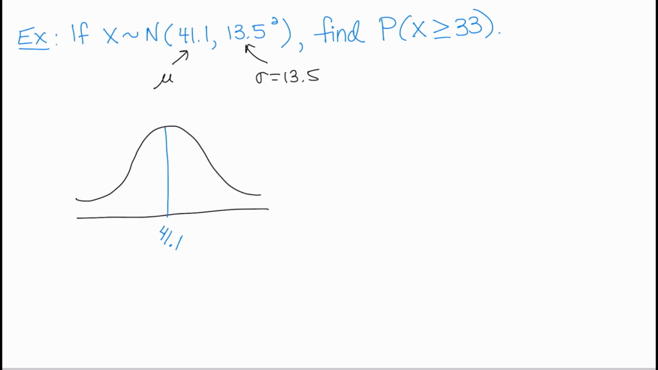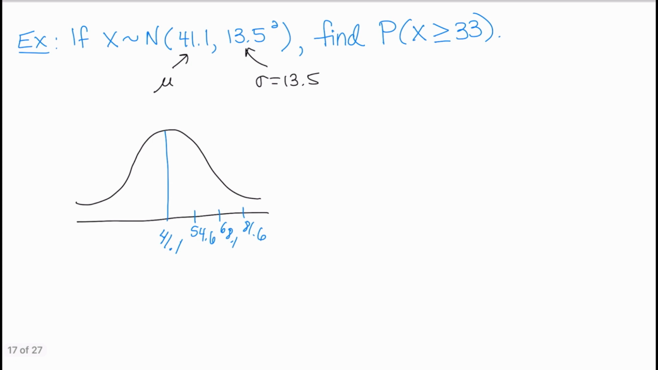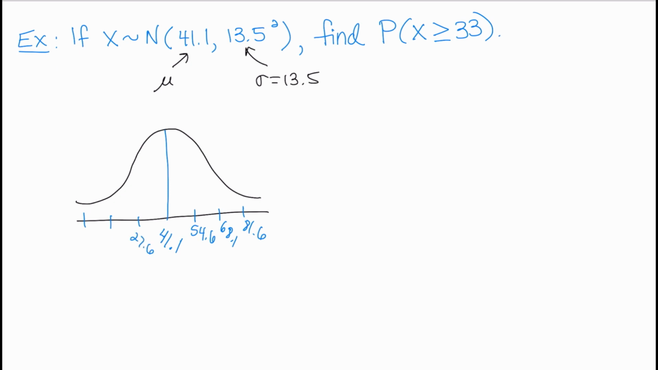I can go ahead and grab the calculator and add 13.5 to the 41.1. And that gives me 54.6. If I do this again 2 more times, I'm going to get 68.1 and 81.6. If I want to figure out what these are for the left side, all I have to do is take 41.1 and subtract 13.5, and that gives me 27.6, 14.1, and 0.6. So that already covers 99.7% of the distribution.